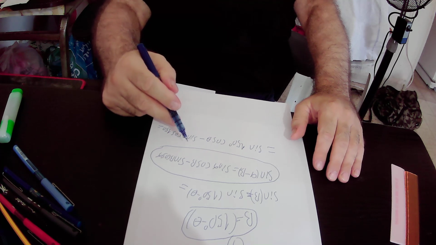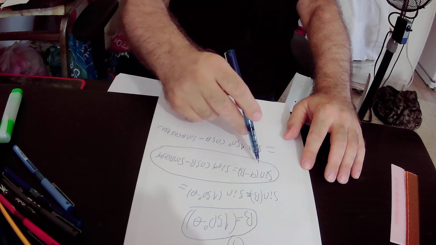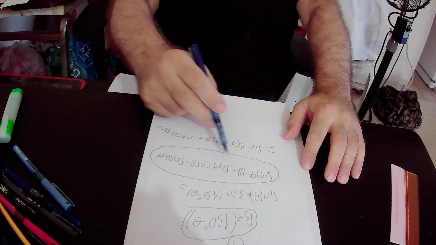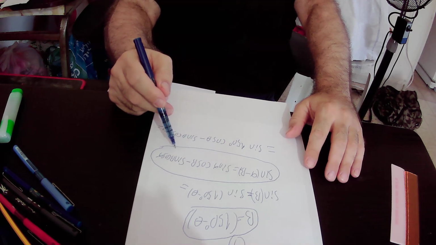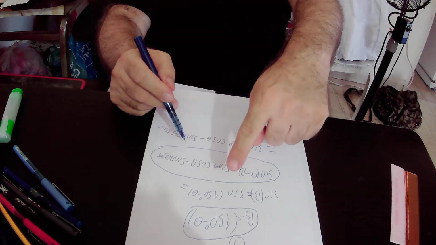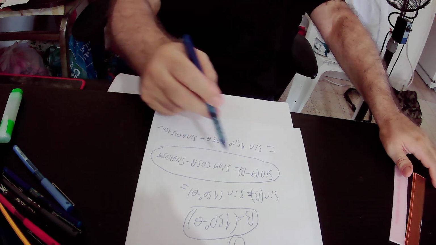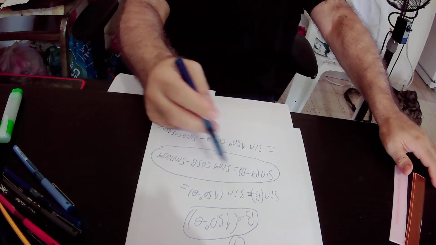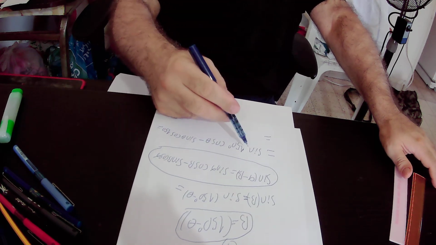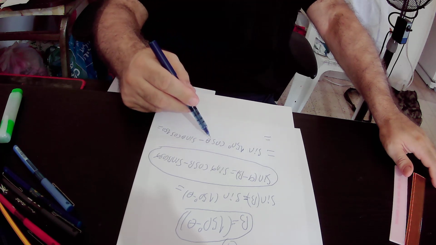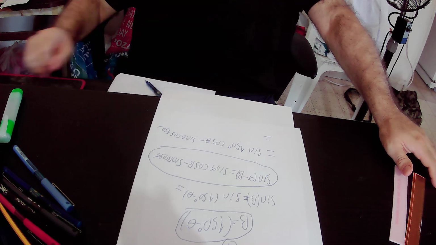I will repeat again. We implemented the second trigonometric identity, sine alpha minus beta equals sine alpha cosine beta minus sine beta cosine alpha, in order to calculate the value of sine 150 degrees minus theta when alpha equals 150 degrees and beta equals theta. We found out that it equals sine 150 degrees times cosine theta minus sine theta times cosine 150 degrees.